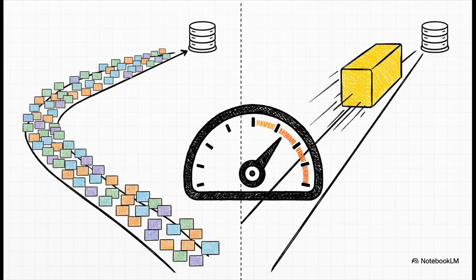Batching transforms that slow, winding road into a direct highway. Instead of 100 separate, costly operations, you can group them all into a single, bulk transaction. The performance gain here isn't small. It can often be orders of magnitude faster, and it dramatically reduces the load on your database.